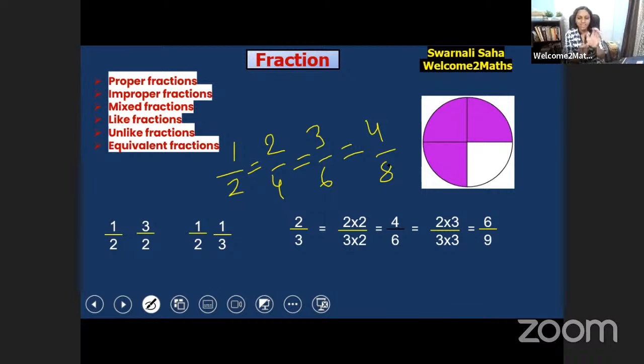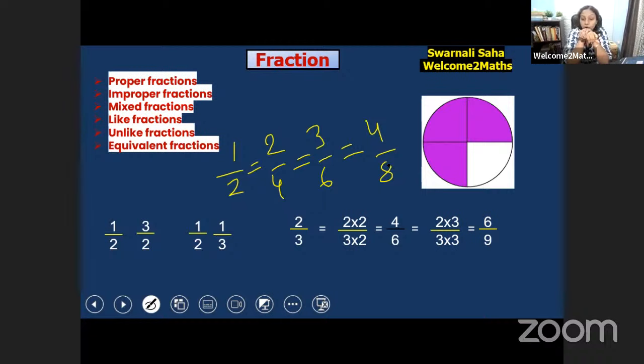Yes, very good. So, understood? It's so easy to do equivalent fractions. And by solving some questions, we'll learn some more concepts of fractions. Very good.